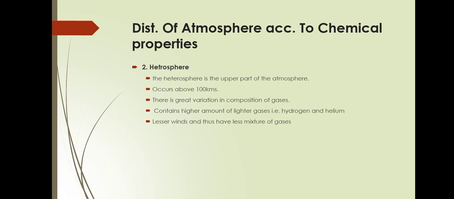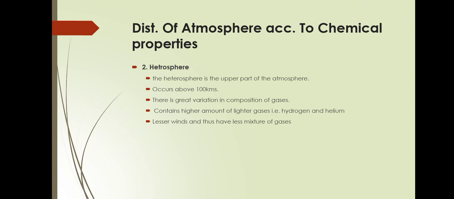So let's move towards the heterosphere. As we have discussed, the homosphere is the lower part of the atmosphere, so the heterosphere is the upper or outer part of the atmosphere. The heterosphere occurs above 100 kilometers. The homosphere is between 80 and 100 kilometers, but the heterosphere is above the homosphere, above 100 kilometers, and there is great variation in the composition of gases. It contains a higher amount of lighter gases like hydrogen and helium, and lesser winds, and thus has less mixture of gases.